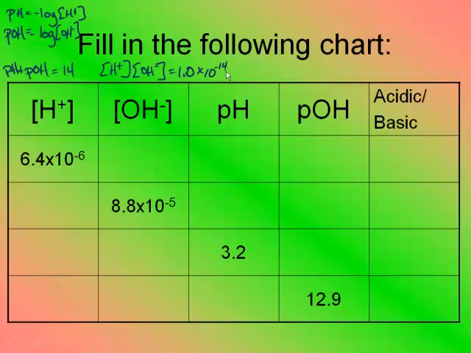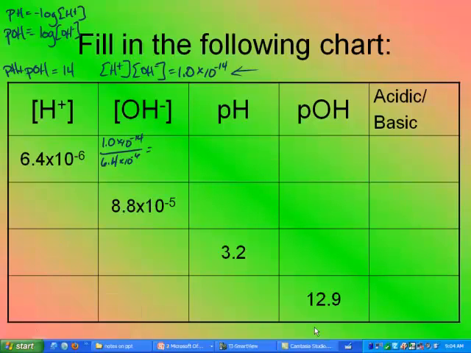It doesn't really matter which one you use first, like which of the squares you solve first. Obviously, you can't do acidic or basic until after you find the pH. So I tend to just go from left to right. Since they give me the H plus concentration, I'm going to find the OH minus first. If I want to go from H plus to OH minus, the easiest way is to use this formula here. So I take 1.0 times 10 to the negative 14 and divide by my H plus concentration, which is 6.4 times 10 to the negative 6.